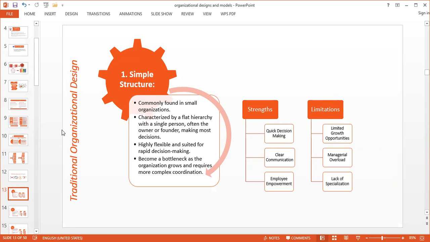The strength of the simple structure is its quick decision making, clear communication, and employee empowerment. While the limitations of the simple structure organizational design are limited growth opportunities, managerial overload, and lack of specialization.